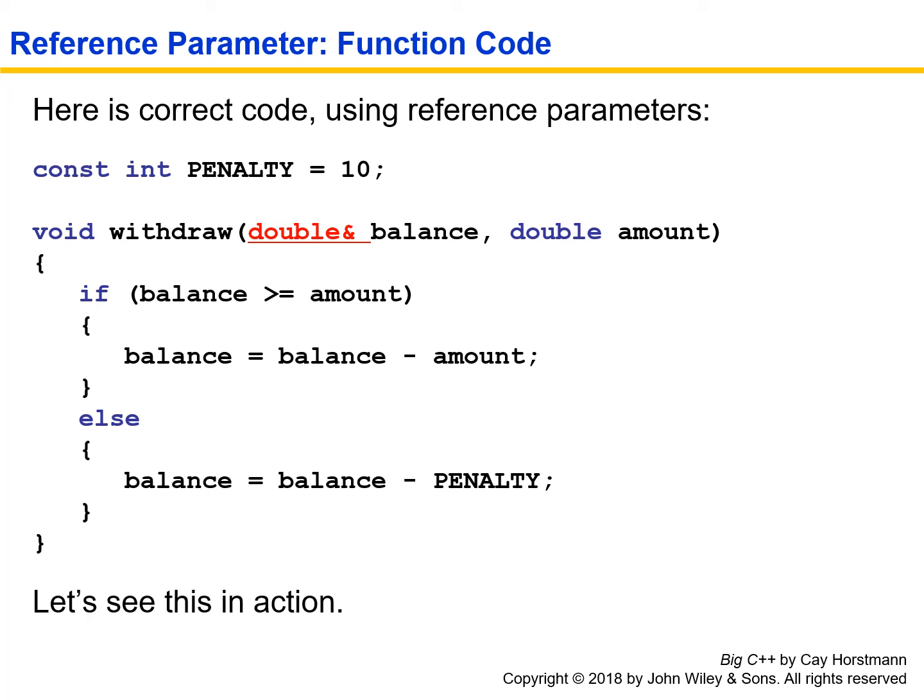So if I write this code: if balance is greater than or equal to amount, balance equals balance minus amount, else balance equals balance minus penalty. Note here I used a global constant for penalty. This is one of those situations where globals make sense. We probably want the penalty amount to be consistent across different functions, so we can make that a global constant. Because it's constant, you don't have to worry about which functions might be changing it at any given time, so it makes perfect sense to declare that as a global.